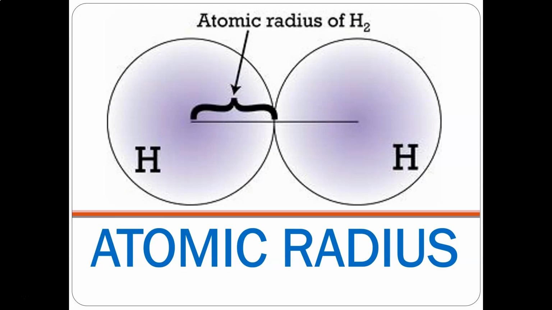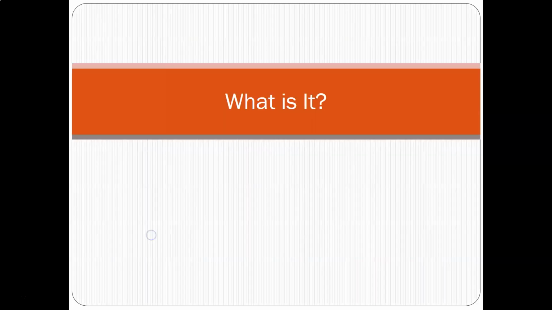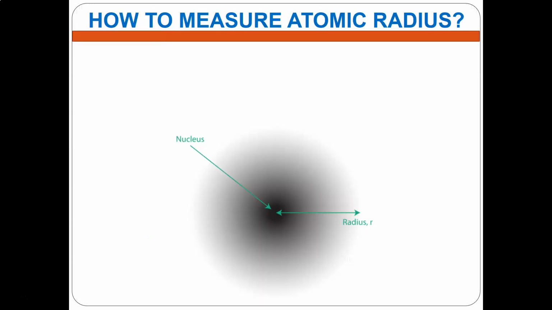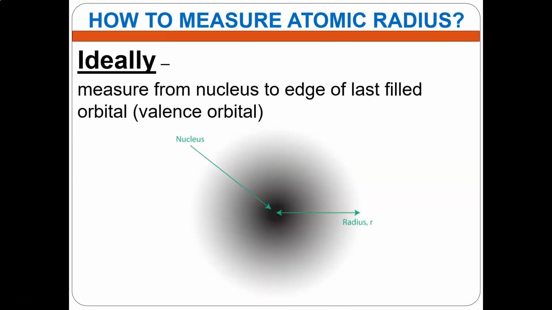And you've probably heard the term radius in your math class, so you probably have a decent idea of what that means. But what we need to know is how does that apply to the atom? There's a complication with the structure of the atom that makes finding the radius difficult. So in a perfect world, we would measure from the nucleus in the center to the very, very edge of the last filled orbital, which we call the valence orbital.